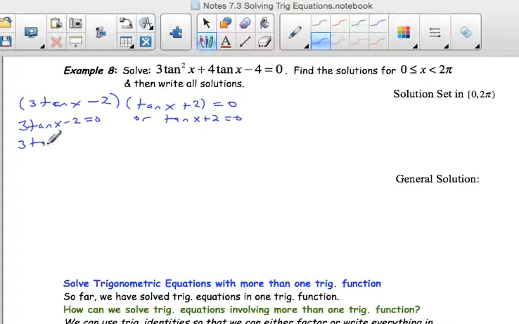I'll isolate tangent x here. So 3 tangent x equals 2. Divide both sides by 3. Tangent x equals 2/3, or tangent x equals negative 2. These are not values that we know from the unit circle. So we're going to solve and find one solution using our calculator.